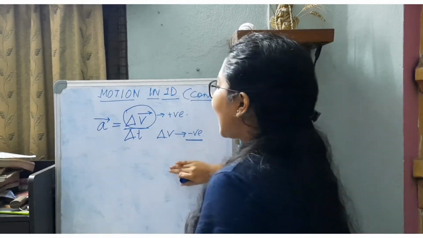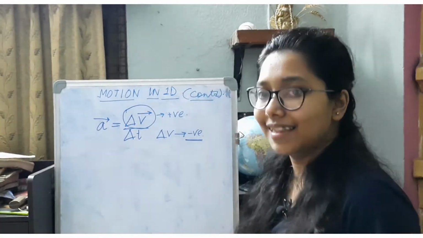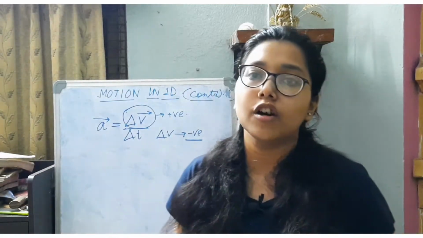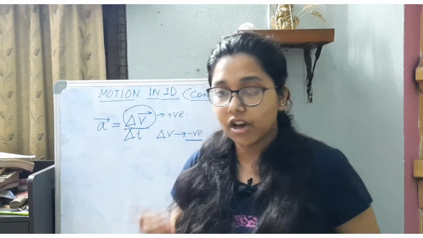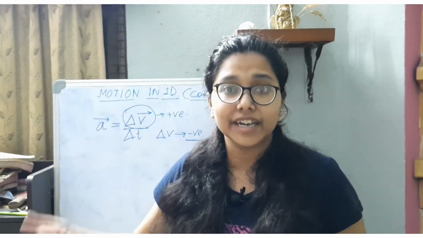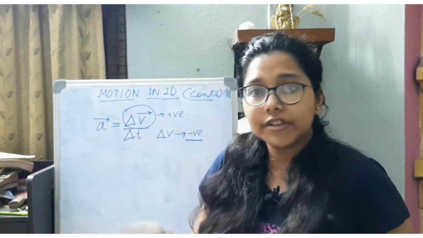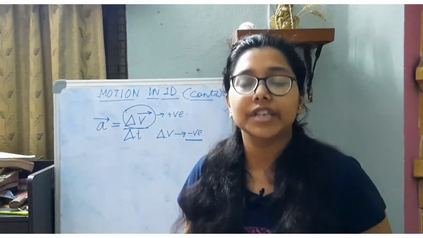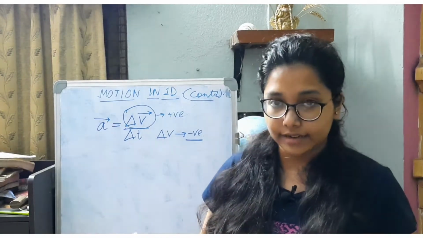If the body is decelerating in this direction, that means it is actually accelerating in the opposite direction, because for this direction there is a decrease in speed, that is why it is decelerating or retarding, but for the opposite direction there is an increase in speed, so for the opposite direction there is an acceleration.